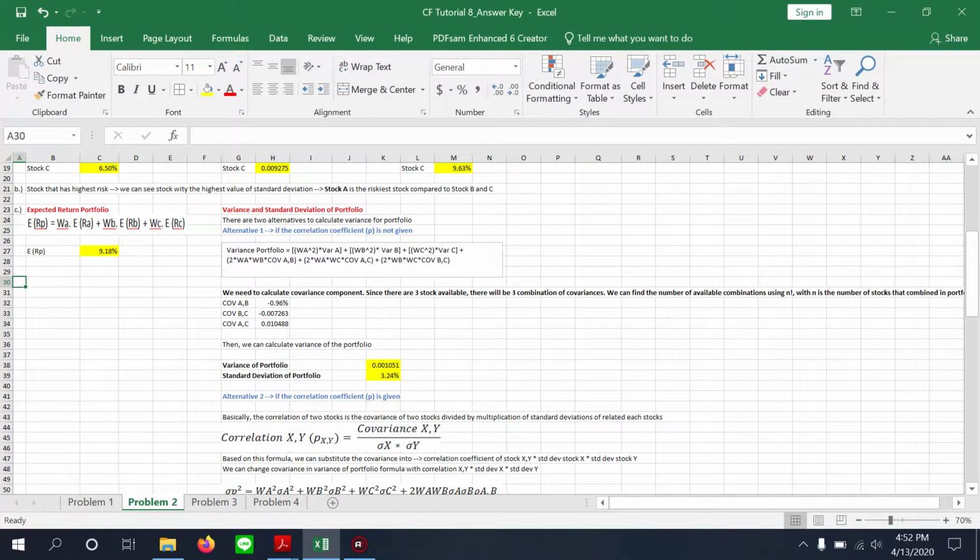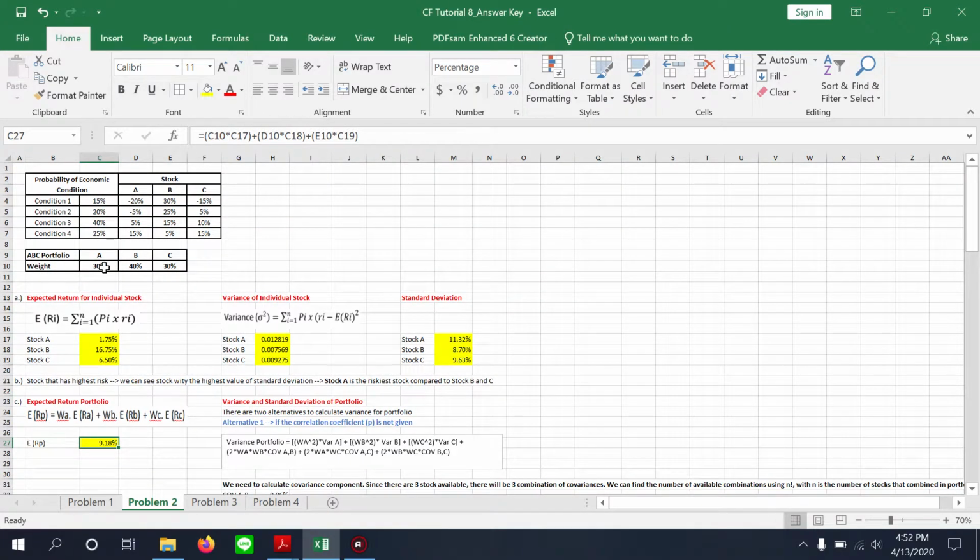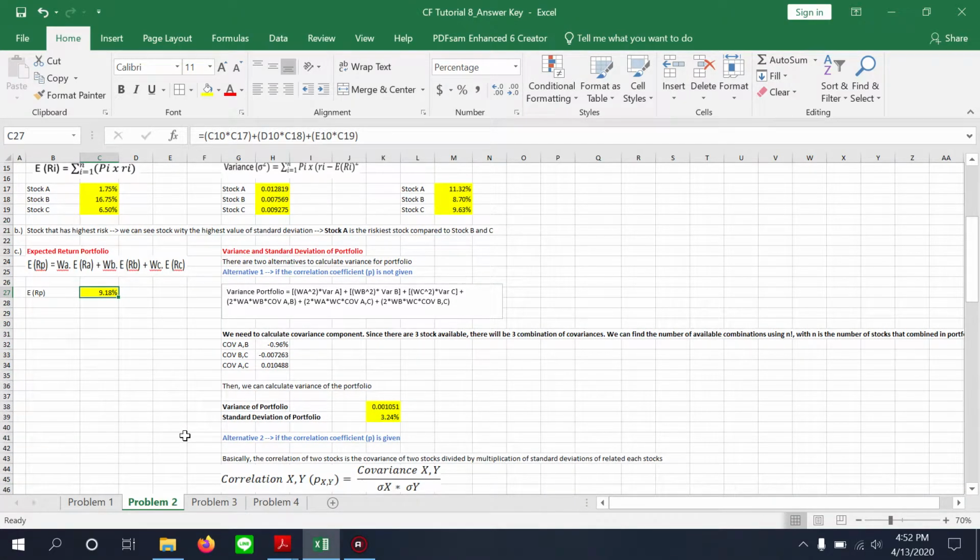Okay, so in problem 2, there's an expected return of portfolio. For the expected return of portfolio, you need to know the weight and also the expected return of each stock. We already know the expected return of each stock, and the weight is already given in the question. The weight is 30%, 40%, and 30%.